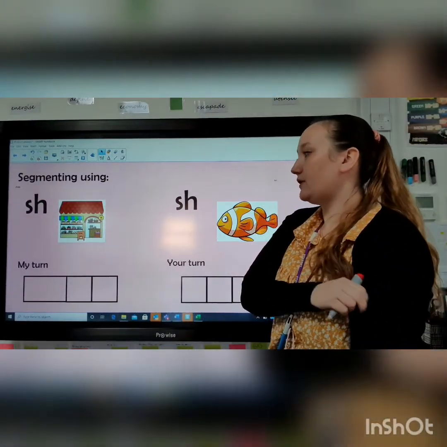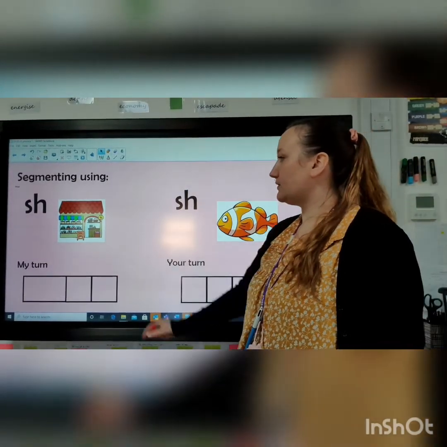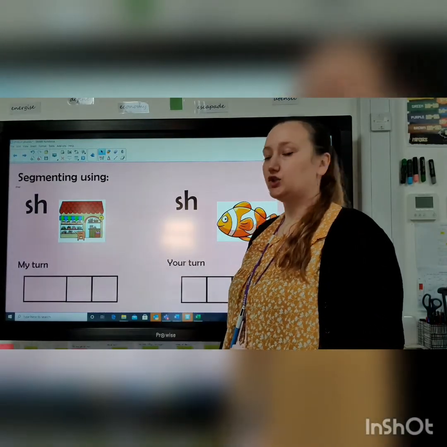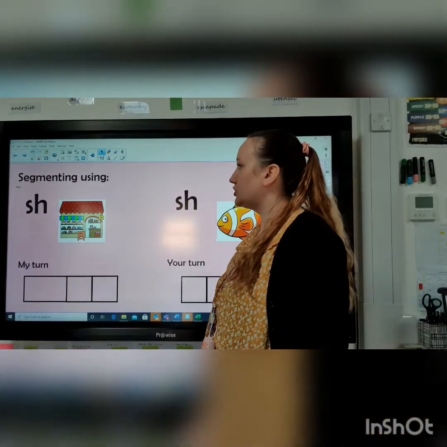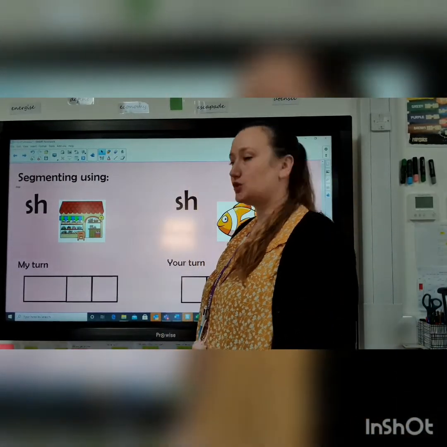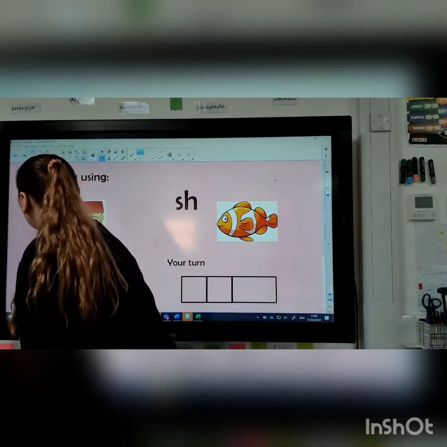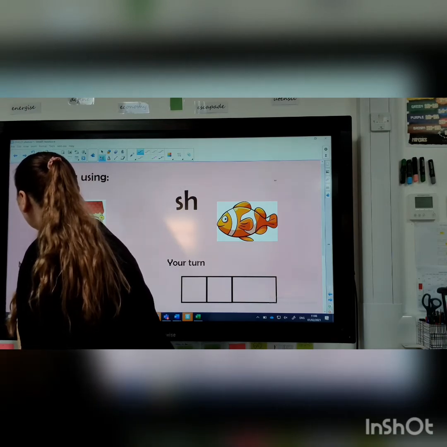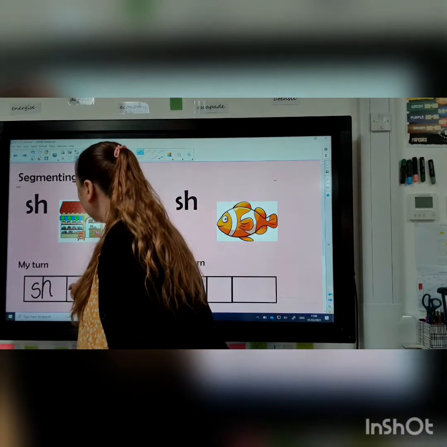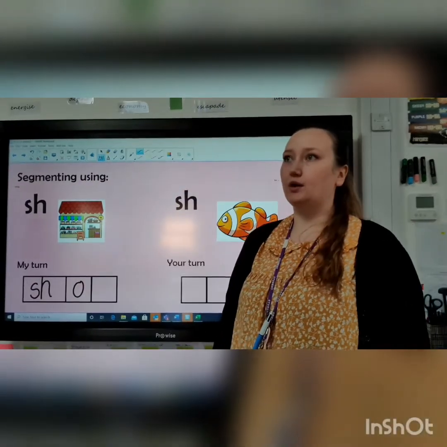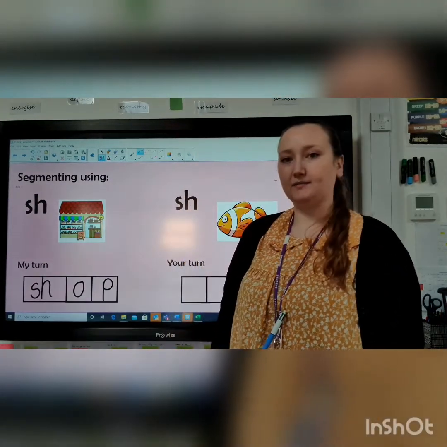So now I'm going to segment. Okay, so we're going to hear all those phonemes so that we can write these words. Okay, I'm going to write with the phoneme sh. So this, my turn first, it's a shop. So, shop. I'm going to hear all of those phonemes in the word shop. So first of all, I can hear that sh, our new phoneme. Shop. I can hear o. Shop. I can hear p at the end. Shop.